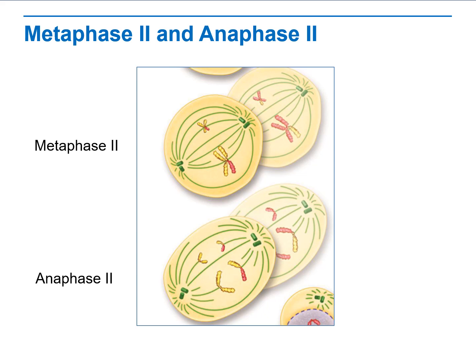In anaphase of mitosis and in anaphase 2 of meiosis, sister chromatids separate. But in anaphase 2, there are no homologous chromosomes. The cell is haploid, not diploid. Therefore, anaphase 2 of meiosis is somewhat different from anaphase of mitosis.